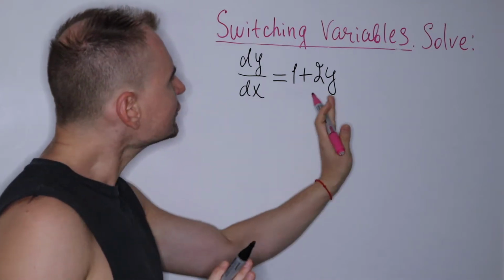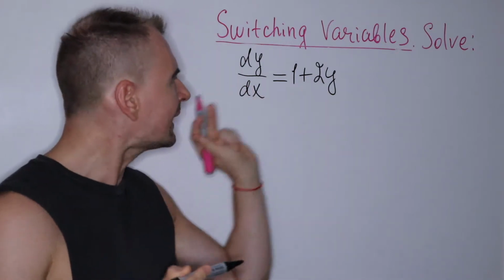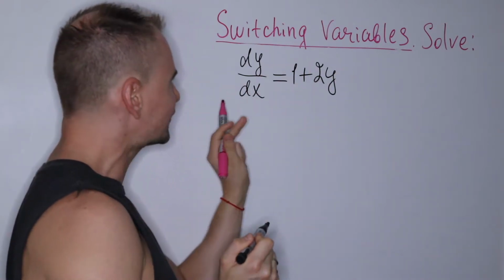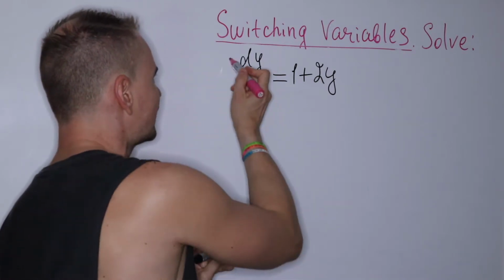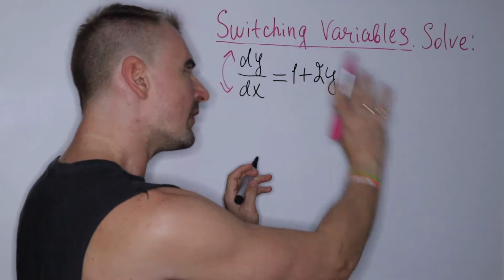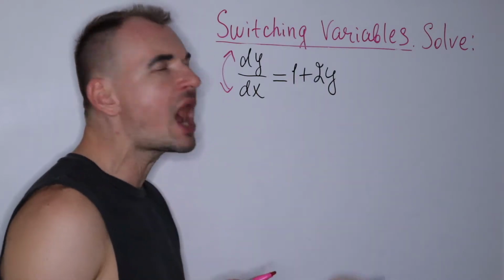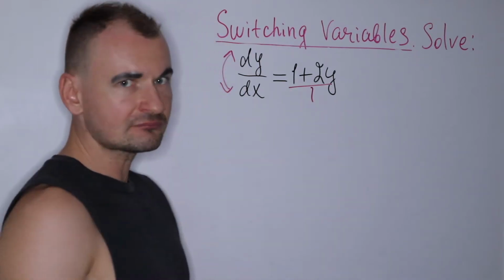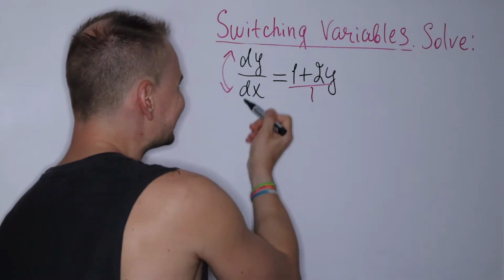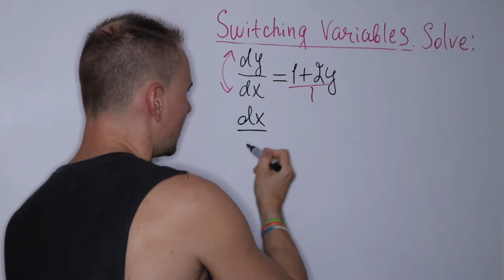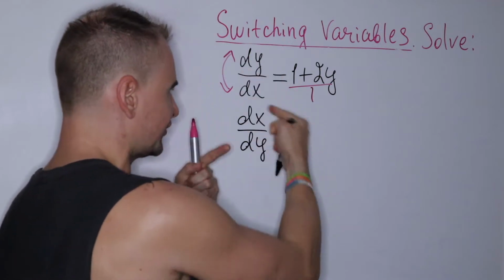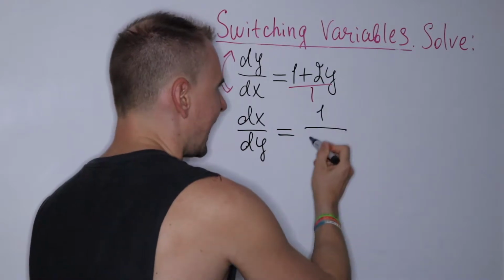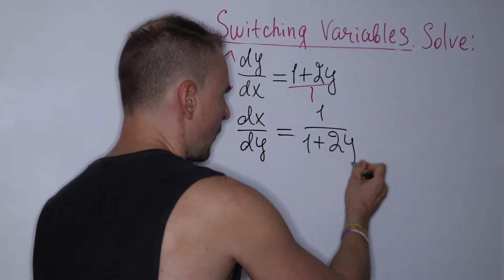Now, the idea is you want to switch top and bottom on the left side and on the right side of your equation. So you want to swap. On the left side, you want to swap dy and dx, so you change their positions. And on the right side, 1 plus 2y could be thought of as 1 plus 2y over 1. So you would be left with dx over dy. Again, I'm going to just swap them, and on the right side you are left with 1 over 1 plus 2y.